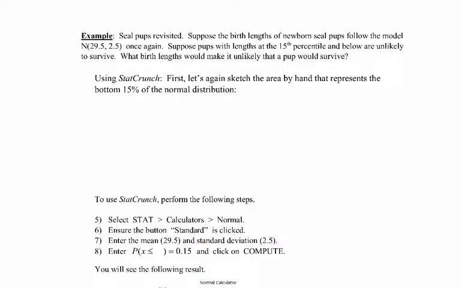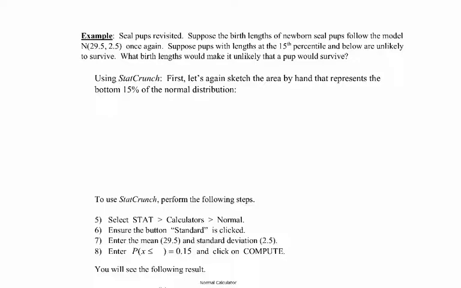Let's look at our seal pups example again. Suppose the birth lengths of newborn seal pups follow the normal model. And again, the first number is your mean and the second number is your standard deviation. Suppose pups with lengths at the 15th percentile and below are unlikely to survive. What birth lengths would make it unlikely that a pup would survive?